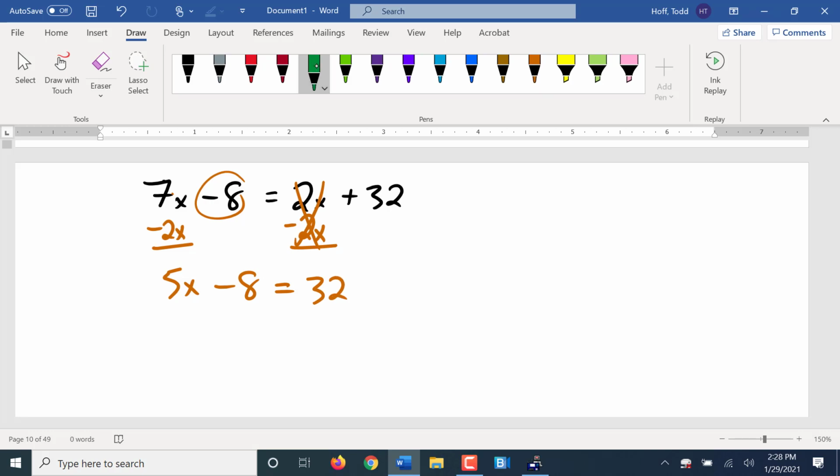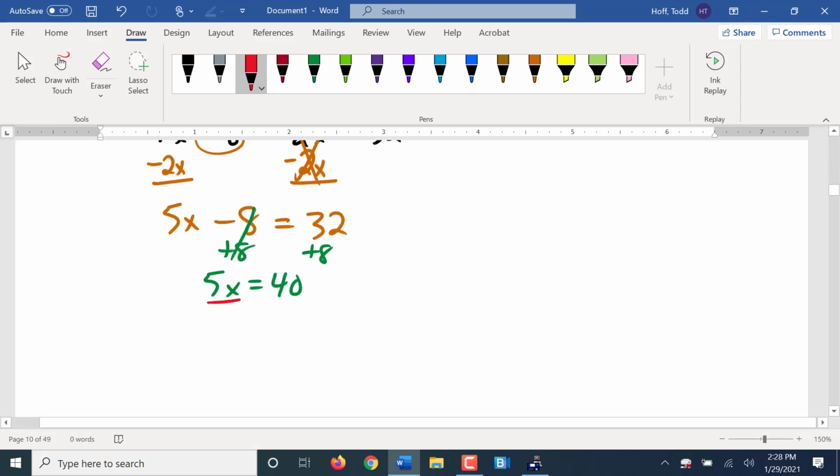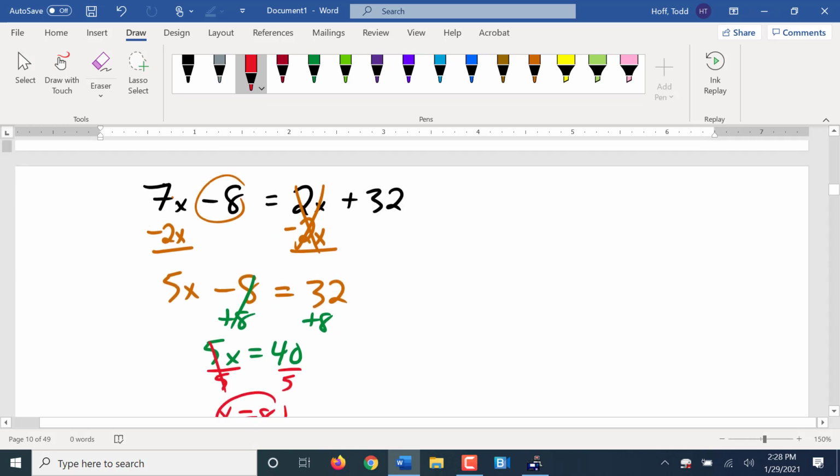What do we do first? Add 8 to get 5x equals 40. And then we divide by 5. x equals 8. And of course, this will be the last time I do this, but we can put that back in if we want.